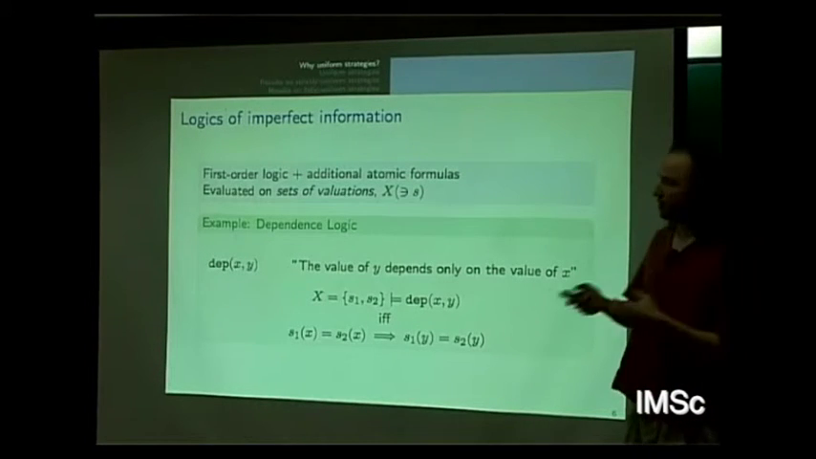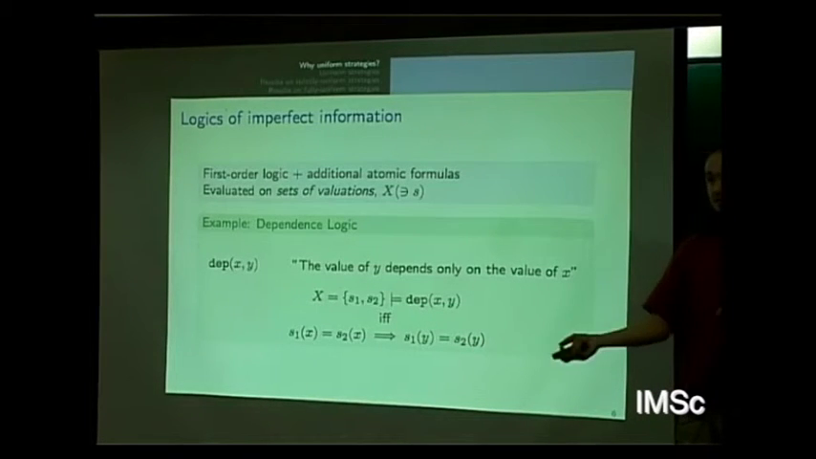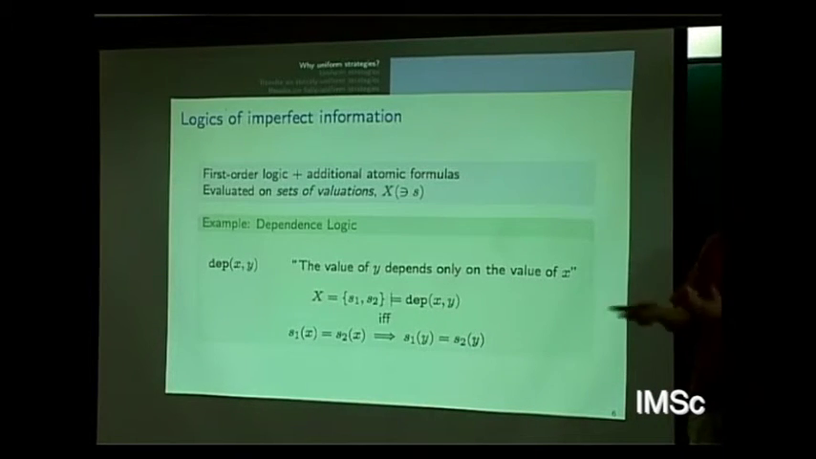And so because you want to evaluate some dependence between the values of variables, or more generally dependence between objects, you cannot evaluate it on a single assignment. You have to see how the value of Y changes when the value of X changes. So you need to consider several assignments at the same time.